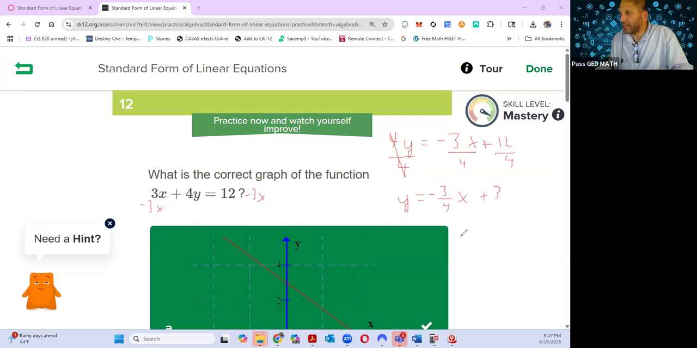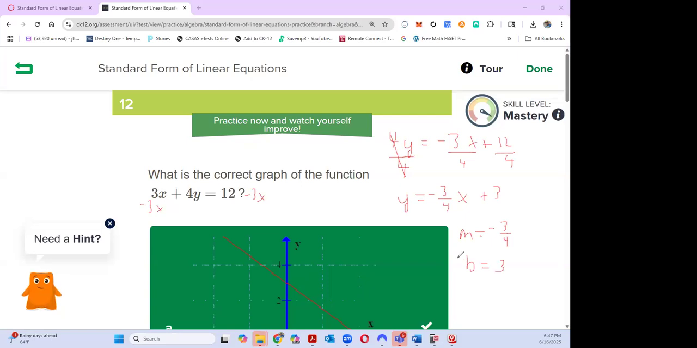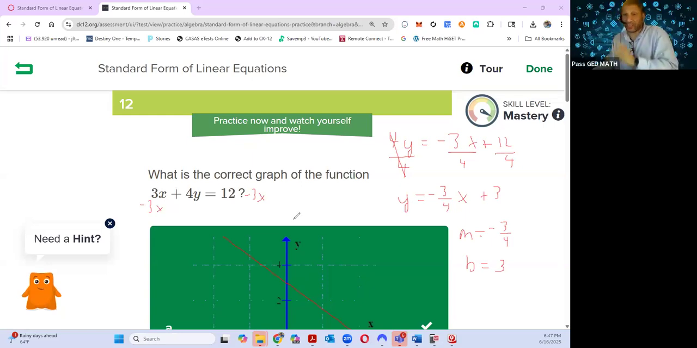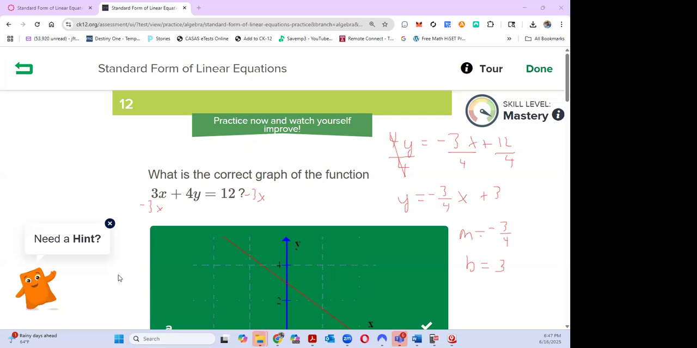Did we still get the same answer? Slope is -3/4 because now it's in slope-intercept form. My y-intercept is 3. I still got the same answer. But first, you must identify this as standard form, and that tells you what steps you need to take to get that slope and y-intercept. Got me? Okay.